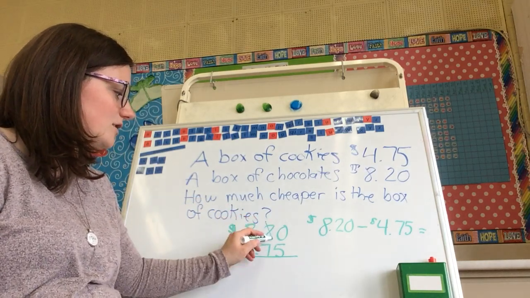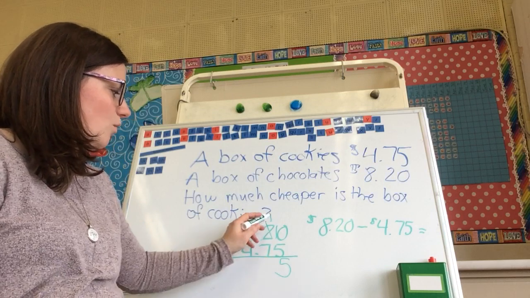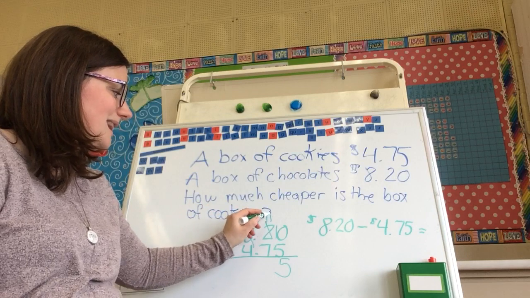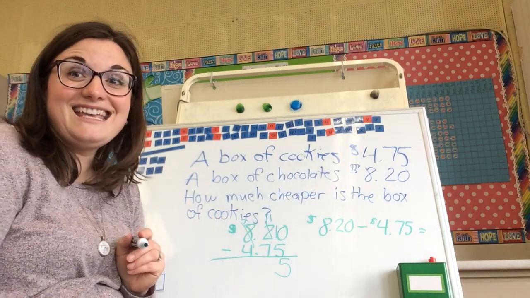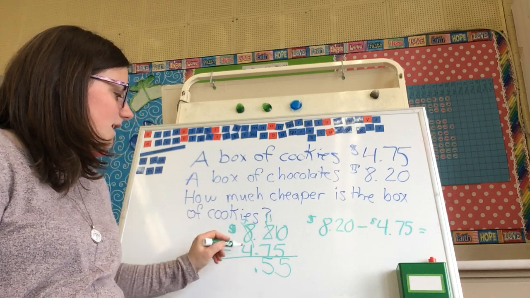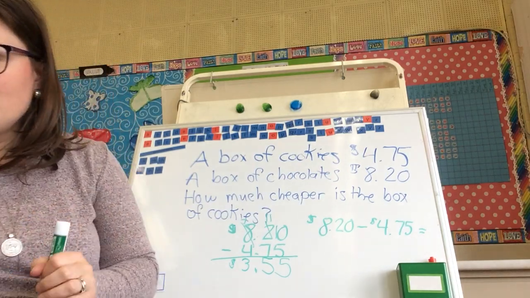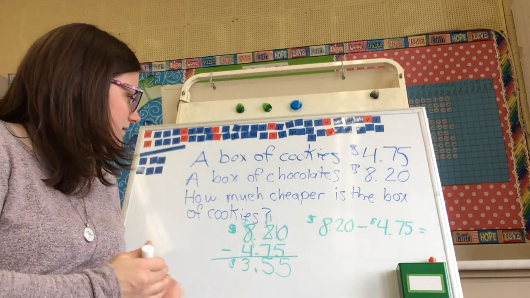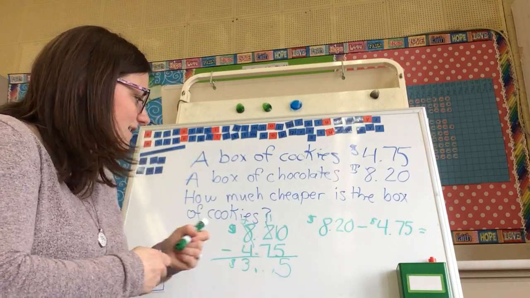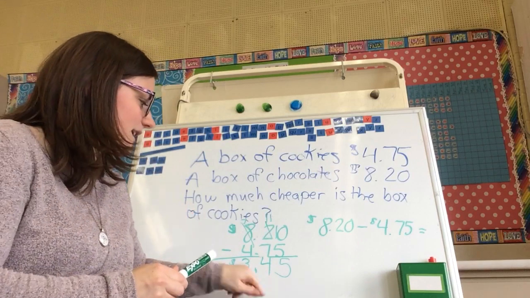0 take away 5 I can't do. Cross that out, put a 1, this becomes 10. Take away 5 is 5. 1 take away 7, I can't do that. So I'm going to cross out the 8, write a 7. This becomes 11. 11 take away 7 is 5. Keep my decimal there. 7 take away 4 is 3. Whoops. Sorry, did I do 11 take away 7 was 5? Sorry about that. That is 4. I hope you caught my mistake there. I was doing that quick.